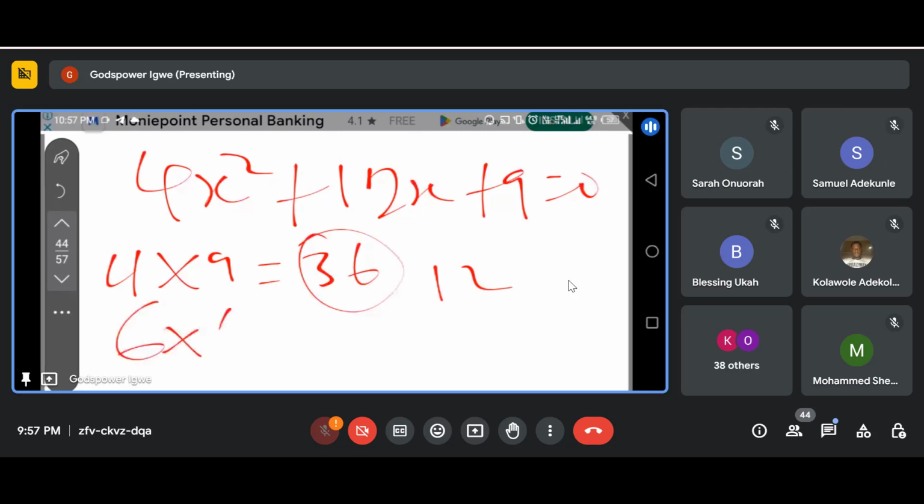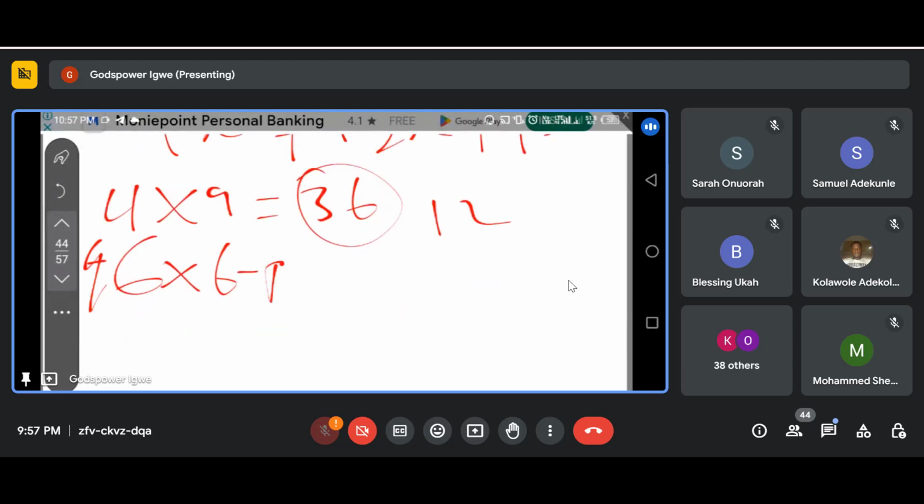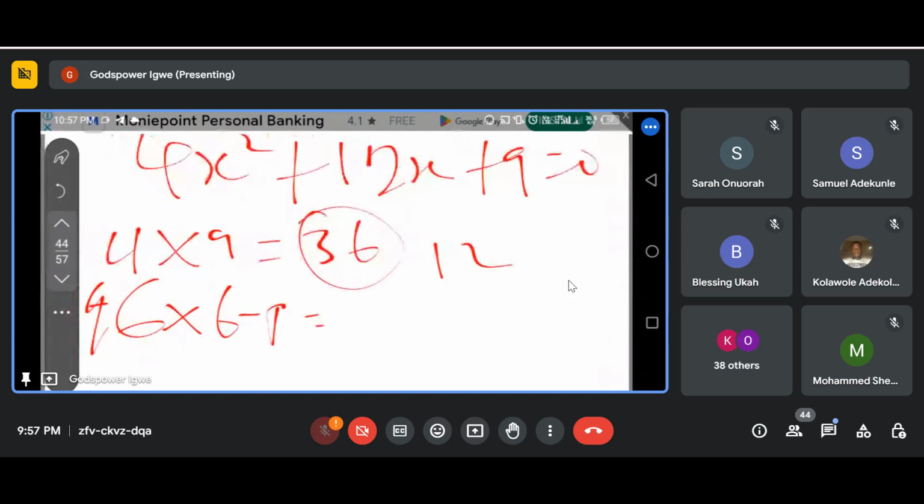So 6 times 6. We take this as our P, we take this as our Q. So we've gotten our P and Q. And in what format will they give you? It's positive, positive. So positive 6 multiplied by positive 6 is going to give us 36, and 6 plus 6 is going to give us 12.